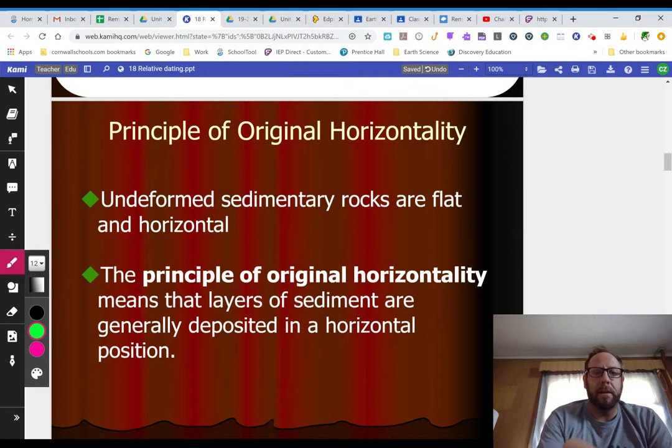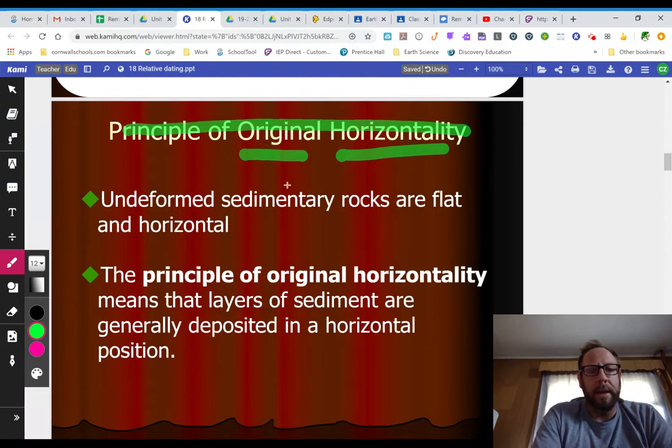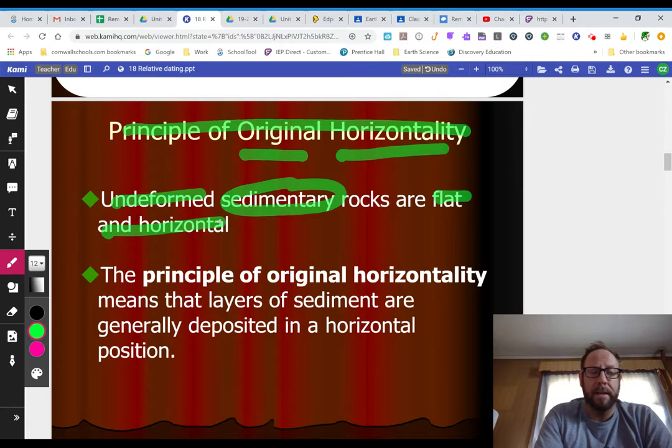Now we have an idea called the principle of original horizontality, which really, guys, listen to what it's saying. It's talking about the concept that rocks were originally laid down horizontally, and we're talking sedimentary rocks. Since sedimentary rocks were laid down in a watery environment, as those sediments entered a large ocean or bay or sea, they were laid down horizontally layered. So undeformed sedimentary rocks are flat and horizontal. Each layer is generally flat and horizontal.